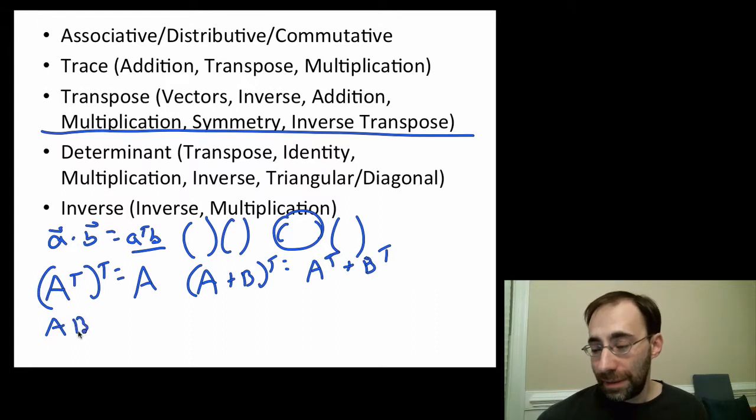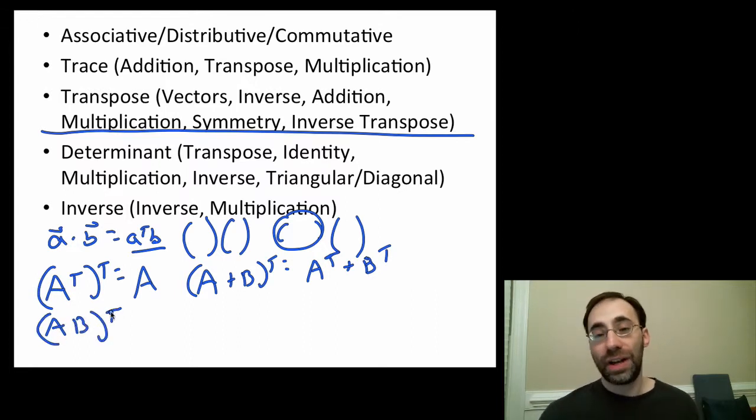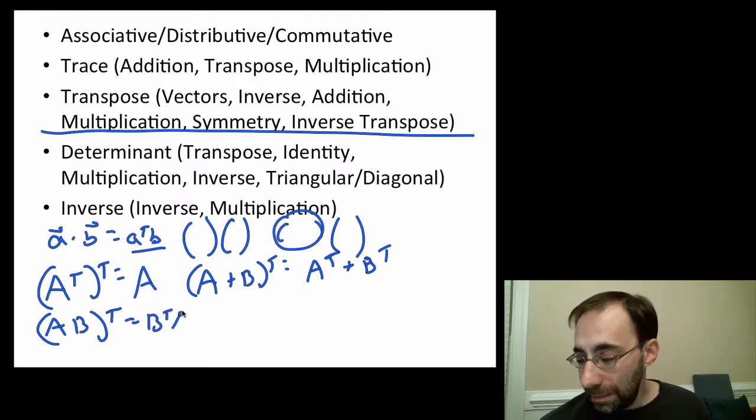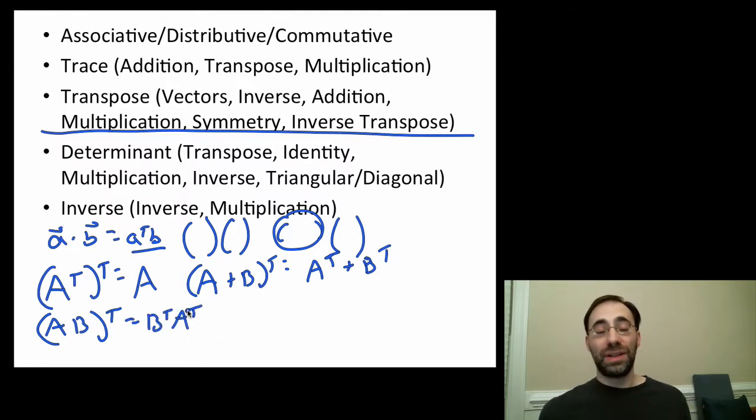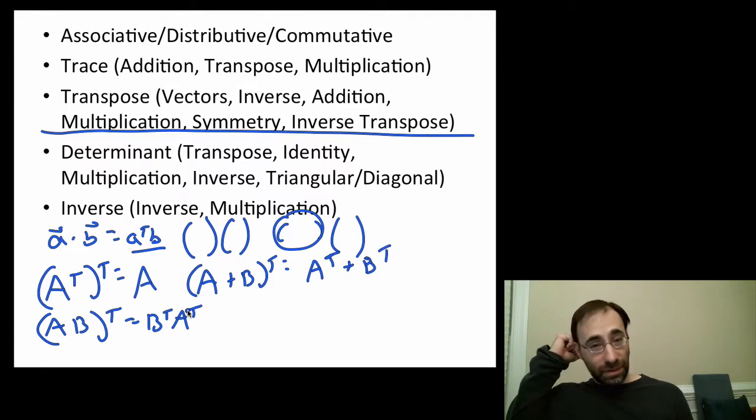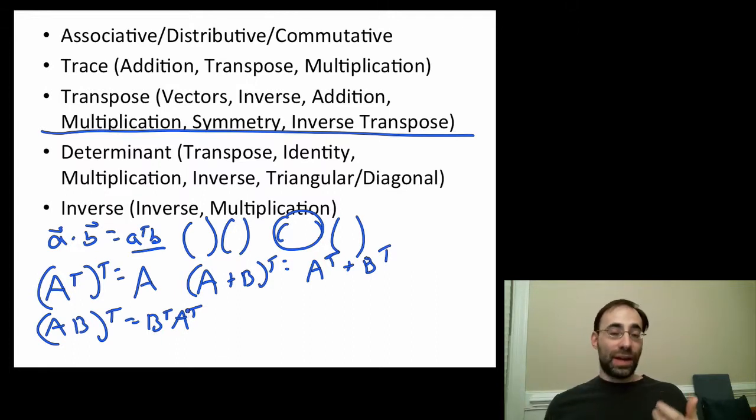Multiplication is no trickier. If you take the transpose of A times B, this is going to equal B transpose A transpose. This thing comes up a bunch, so you might want to remember that. When you take the transpose of a product, you have to flip the order of multiplication. AB transpose equals B transpose A transpose.